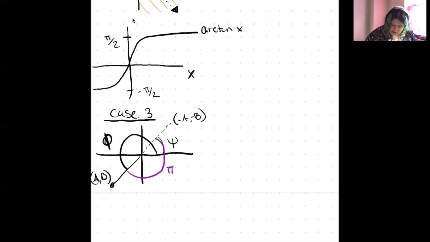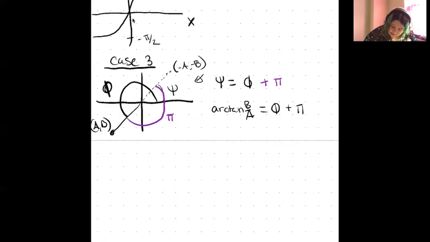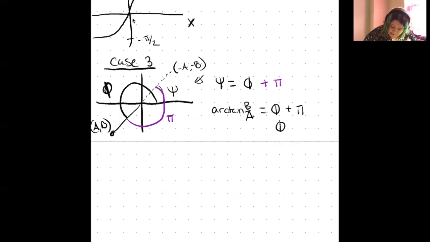So we have this relationship now that psi equals phi plus pi. And we know in this quadrant what psi is. Psi is arctan b over a. So this tells me ultimately that when I'm in that quadrant, phi is arctan b over a minus pi.